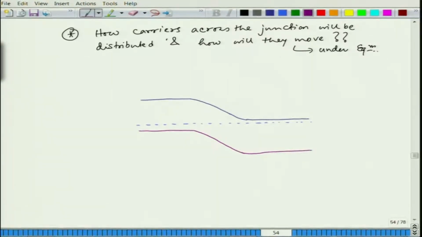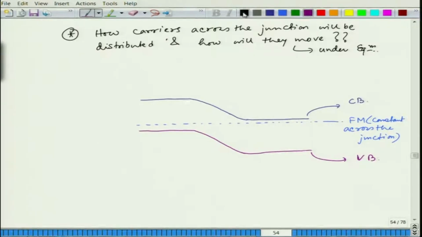Okay. Excuse my bad drawing, but yeah. So, this is the Fermi level which is constant across the junction, okay, and this one is the conduction band and this one is the valence band.